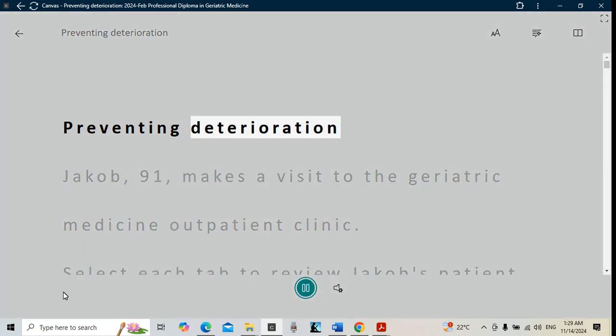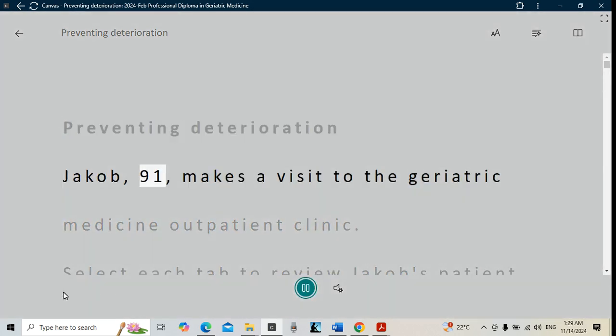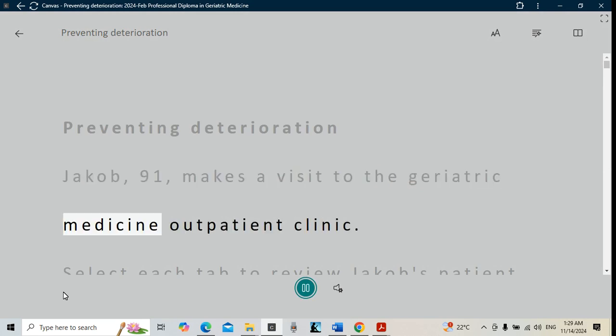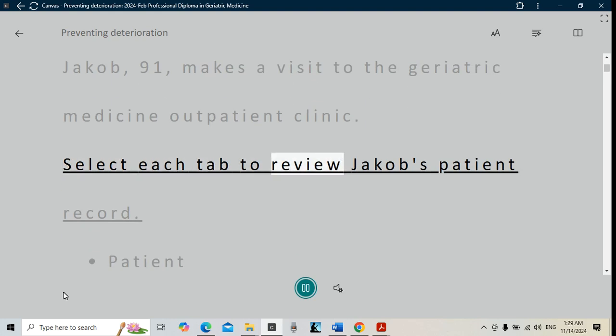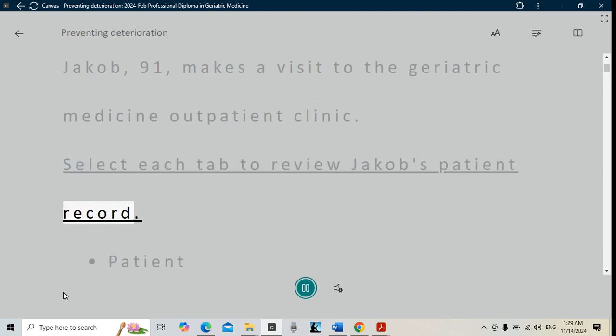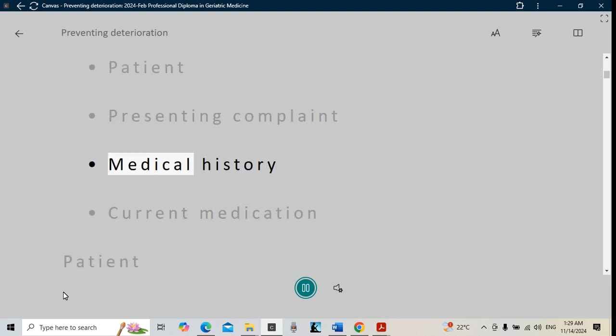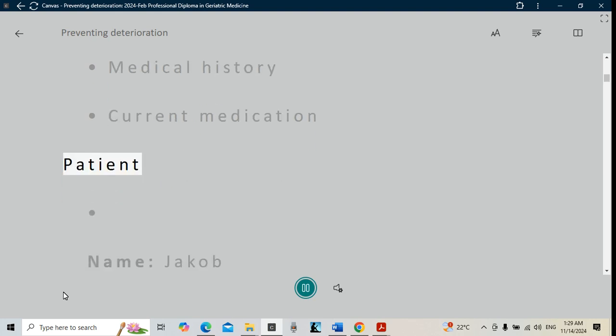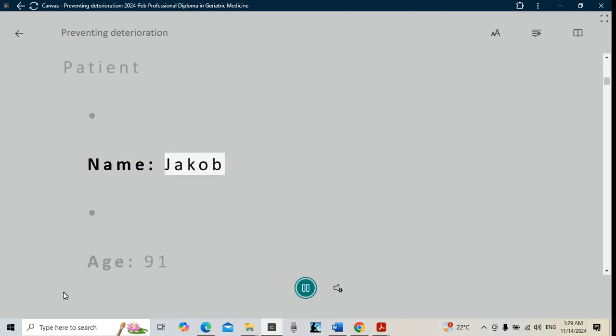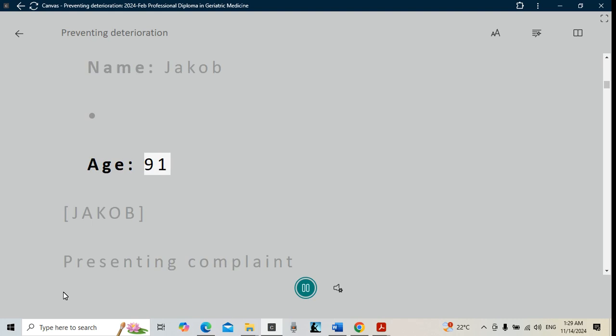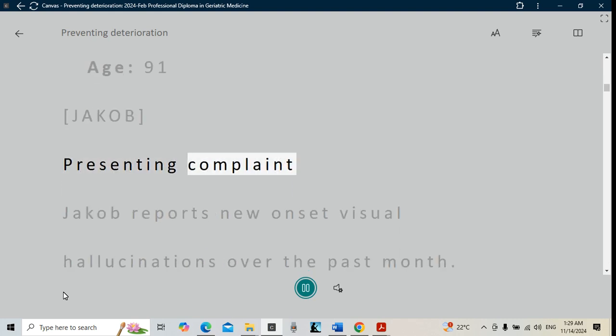Preventing deterioration. Jacob, 91, makes a visit to the geriatric medicine outpatient clinic. Select each tab to review Jacob's patient record. Patient. Presenting complaint. Medical history. Current medication. Patient. Name, Jacob. Age, 91.